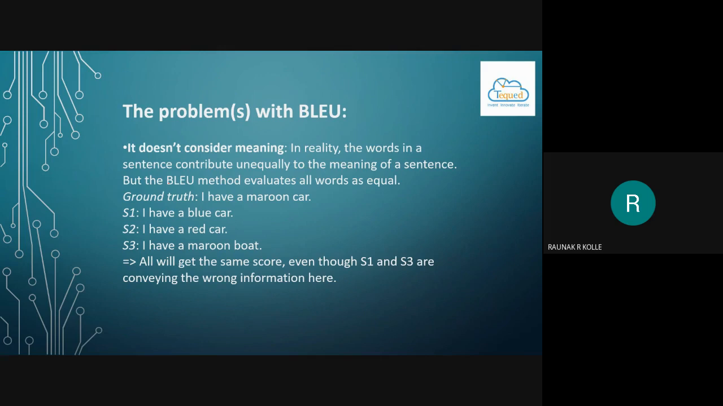This occurs majorly when we are using synonyms or similar words, or words that mean the same thing but may not necessarily be the same words. We have an example here. Ground truth being I have a maroon car. Sentence 1 is I have a blue car. Sentence 2 is I have a red car. Sentence 3 is I have a maroon boat, not a car.